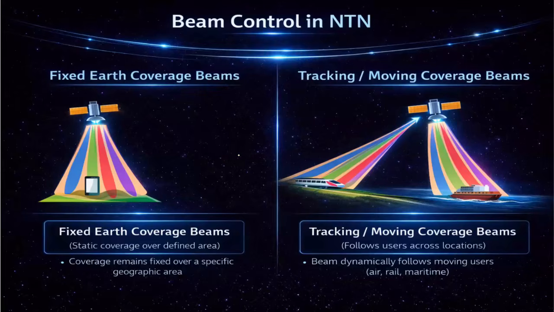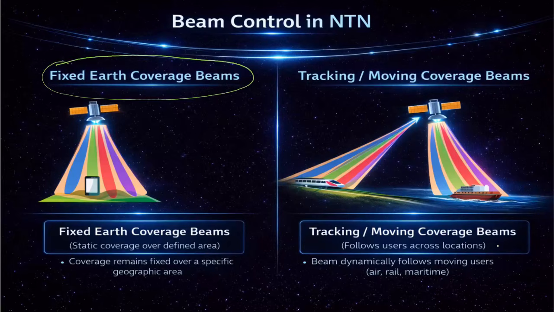Now let's talk about how to control beams in the NTN. Beam management is critical in NTN because satellites are moving and coverage needs to be maintained continuously. There are two main approaches. One is fixed earth coverage beams. The second one is moving coverage beams.